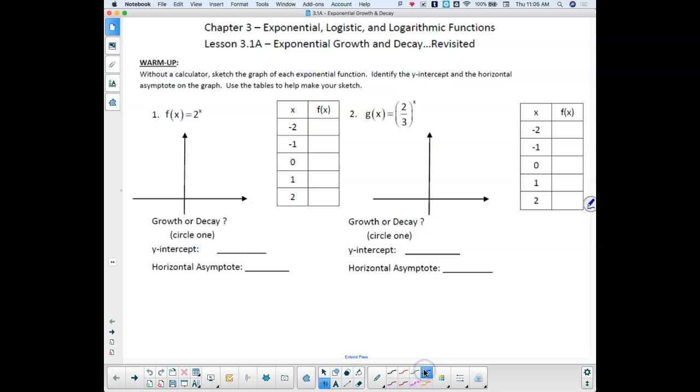So on the two warm-up problems, if I plug in -2 into the function 2 to the x power, I would get 1/4. If I plug in -1, I would get 1/2. If I plug in 0, I'd get 1. If I plug in 1, I get 2. If I plug in 2, I get 4.